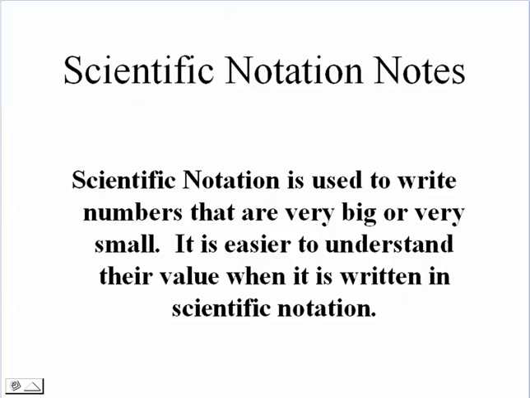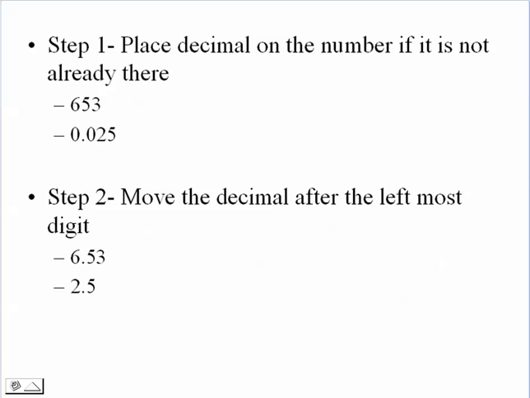So what I've done is put a couple of rules and steps here that you can follow to put a number into scientific notation. The first step is a really easy step. Step 1, place the decimal on the number if it is not already there. You can notice in this first number here, 653, the decimal is not there, so anytime there's no decimal there, it always goes at the end. So we put our decimal right there, 653, then the decimal. The second number, 0.025, the decimal's already there, so we get to skip step 1.